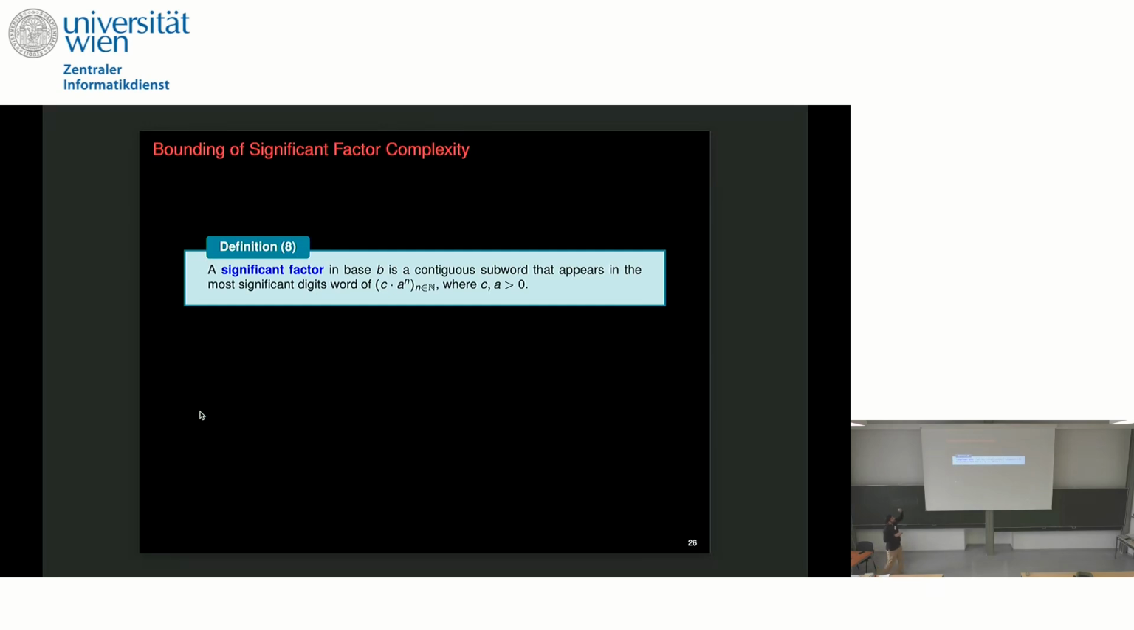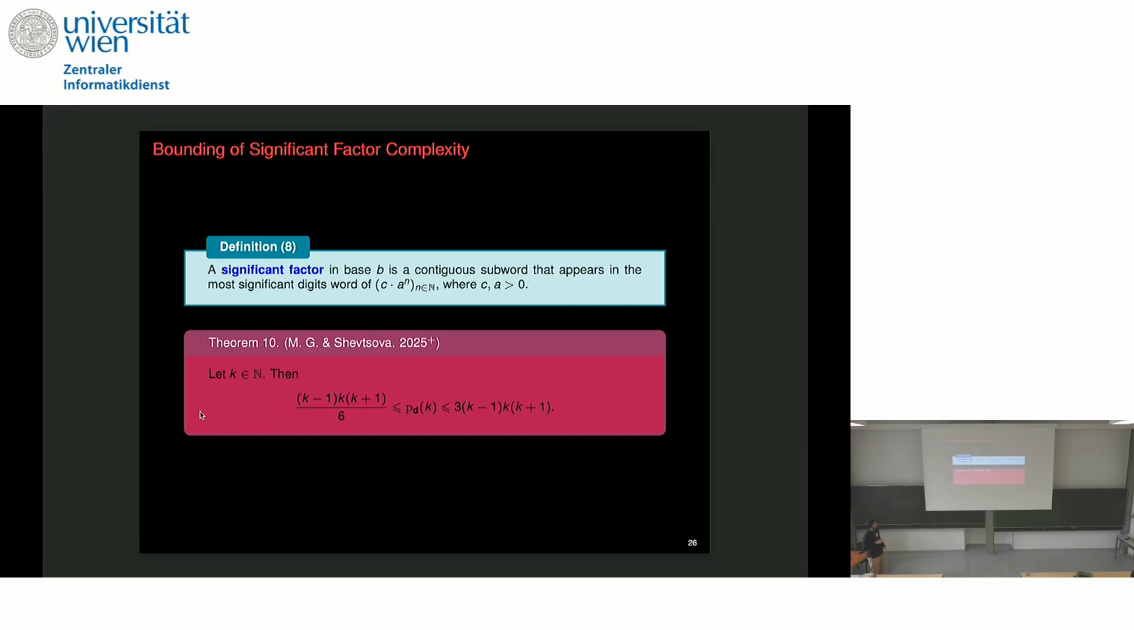Another thing I want to talk about is another method. It's using Bressel and Pogba for finding the factors of the Schumann words by a discrete geometry method. First of all, we define a significant factor in base B, which should be the subword appearing in the most significant digits of this. In this theorem, obtained with Margarita, we say that the factor complexity of this should be bounded between this and this.